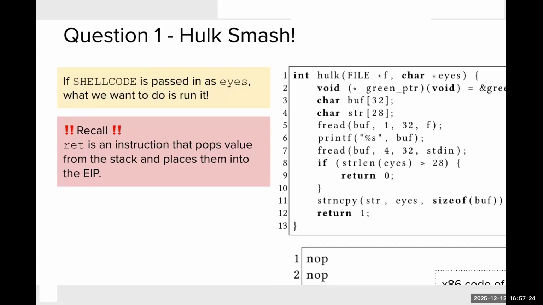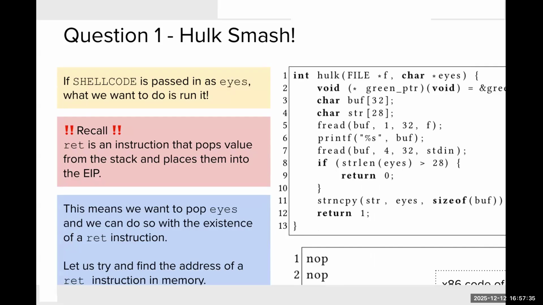So yeah, ret is an instruction that pops the value from the stack and puts it into the EIP. Remember that the EIP is the instruction pointer, so it points to the next instruction to be run. And so if we have a ret instruction that pops the eyes pointer into the EIP, then we're able to run the shellcode. In order to do that, we need to have this chain of rets that go up to the eyes pointer.